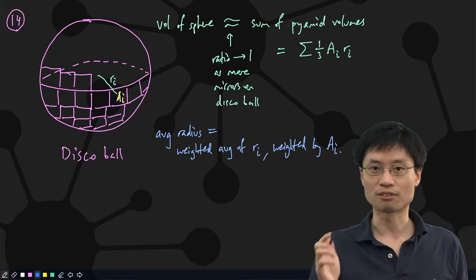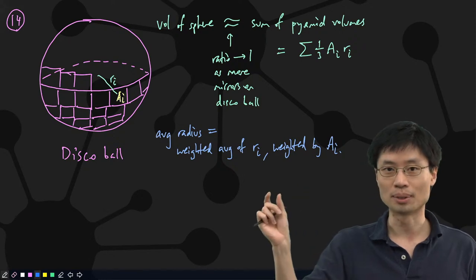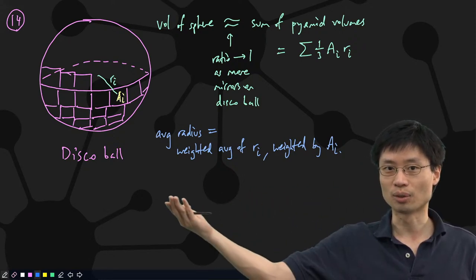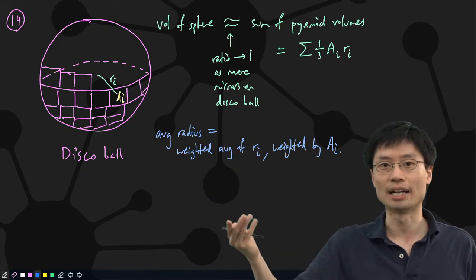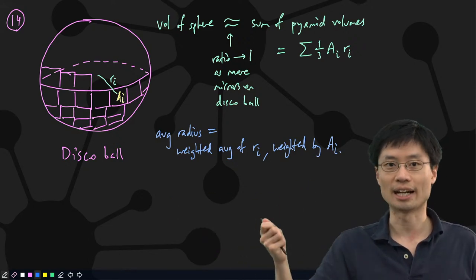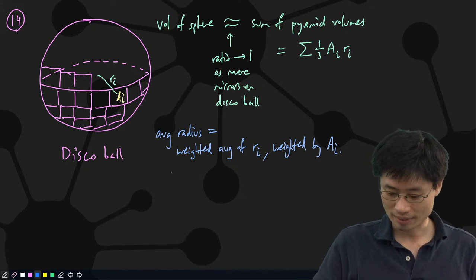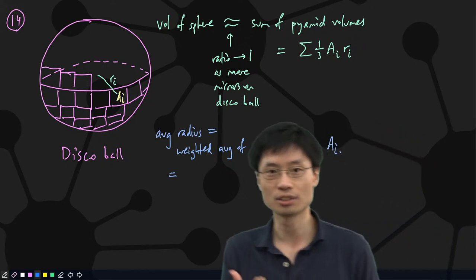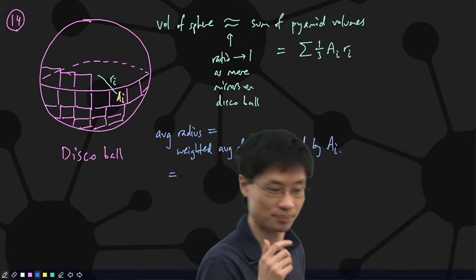Can someone tell me what's the formula for the weighted average of some numbers weighted by these weights? There's no integral for this. I just want to know, if I wrote down for you, I want a weighted average of RIs. The weight of each RI is an AI. What is the formula for that? It's something in terms of the RIs and the AIs, and there's no integral. Jack.